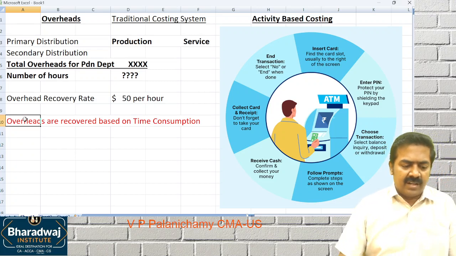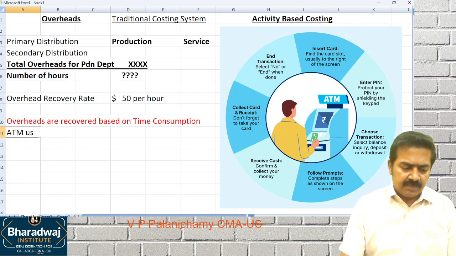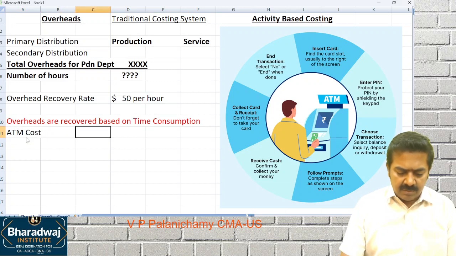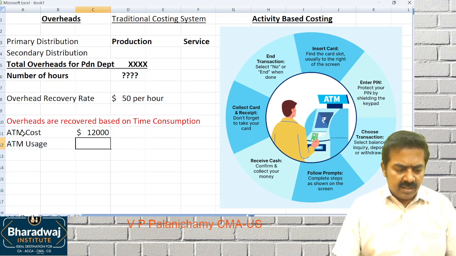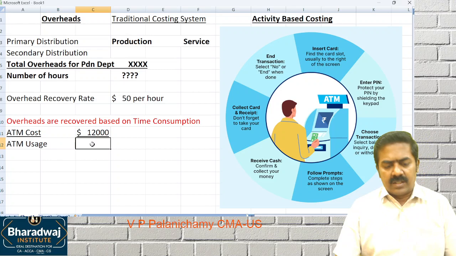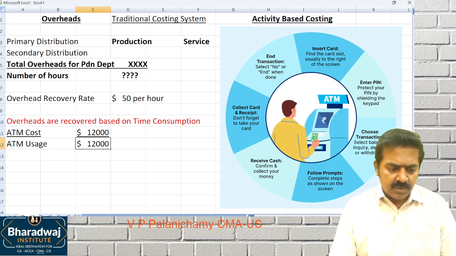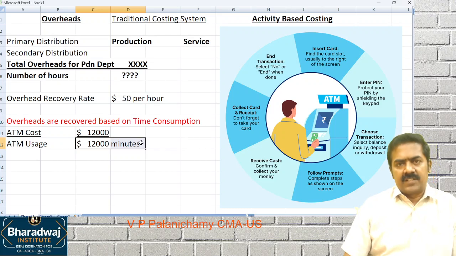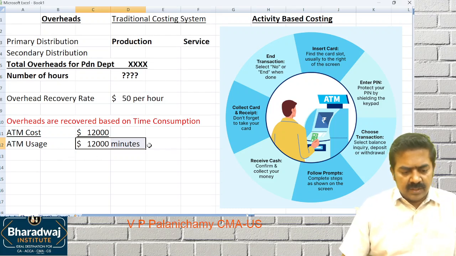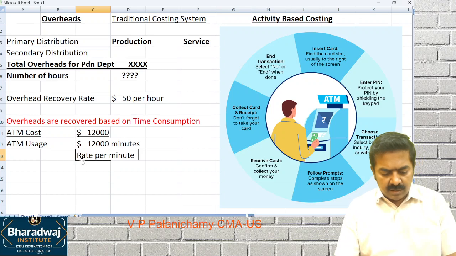Okay, let's assume a person deposits. We worked out overhead recovery rate. ATM usage hours. Okay, the cost of ATM in a place came to, let's assume, $12,000 for a year. ATM usage. Okay, this ATM was used for about 12,000 minutes, like 200 hours. 12,000 minutes. Okay, so what is the rate per minute? $1.